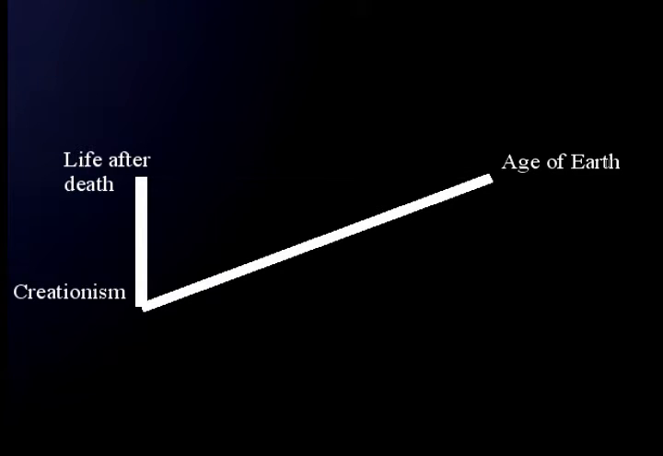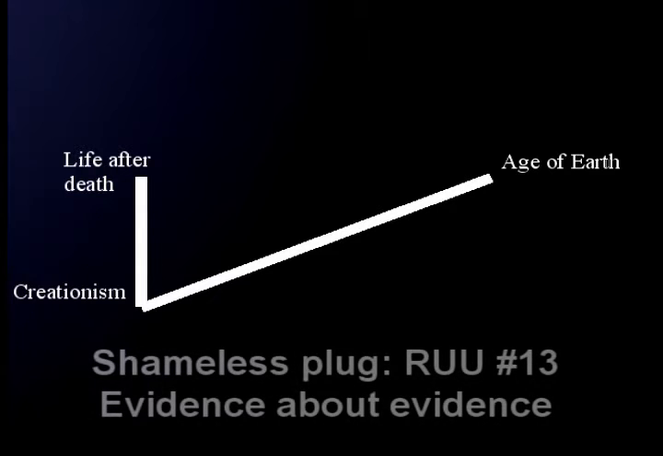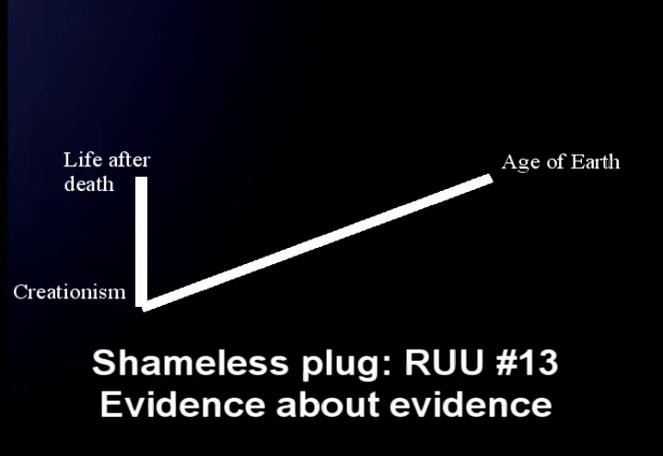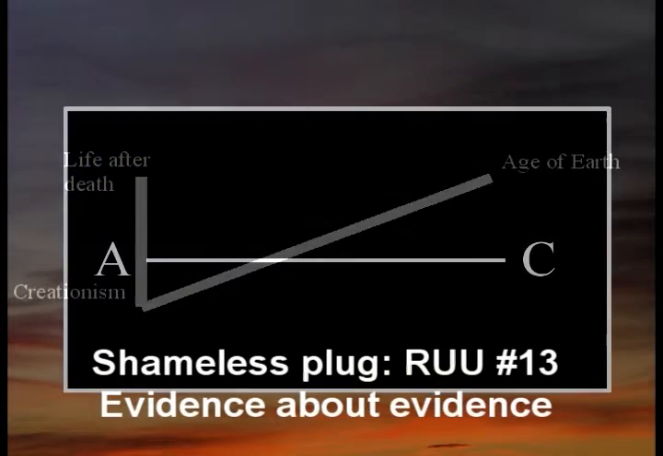This is what's called conditional independence, a topic I talked much about in Reasoning Under Uncertainty number 13, Evidence About Evidence. If you got independence between A and C conditioned on B, that means that the connection between A and C can be explained by the connection between A and B and between B and C. If you know B, knowing A won't tell you anything new about C or vice versa.